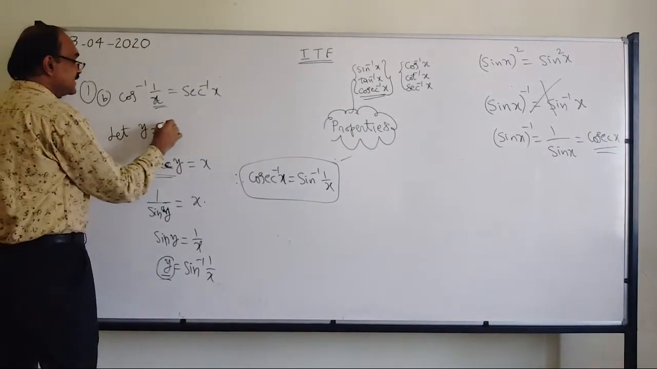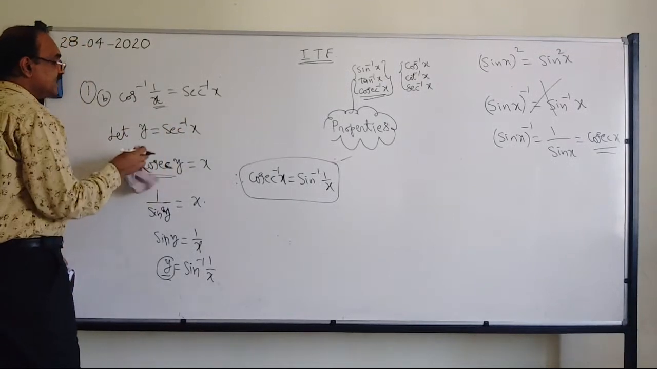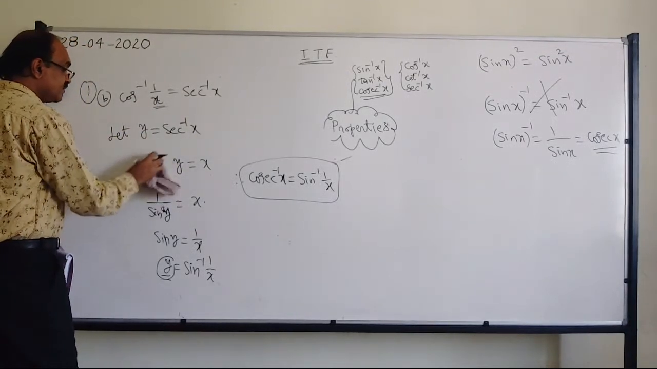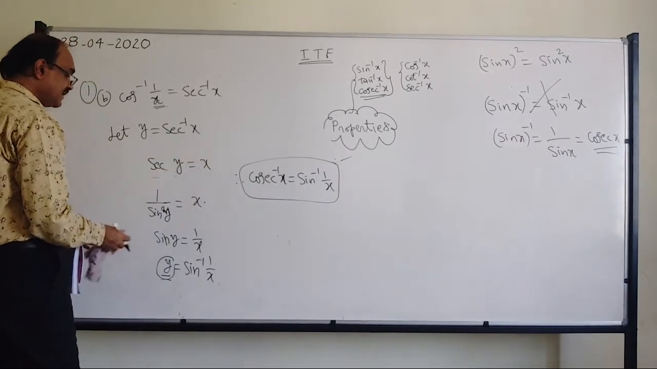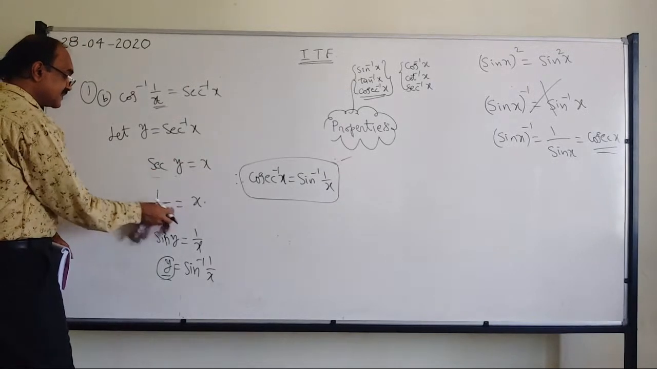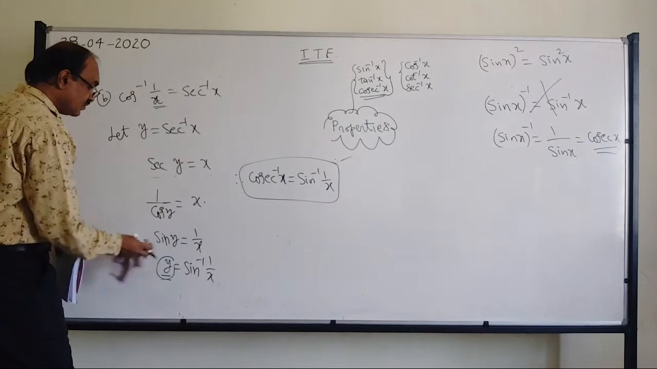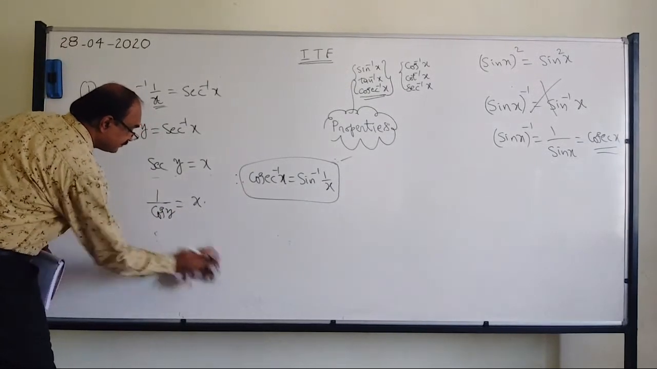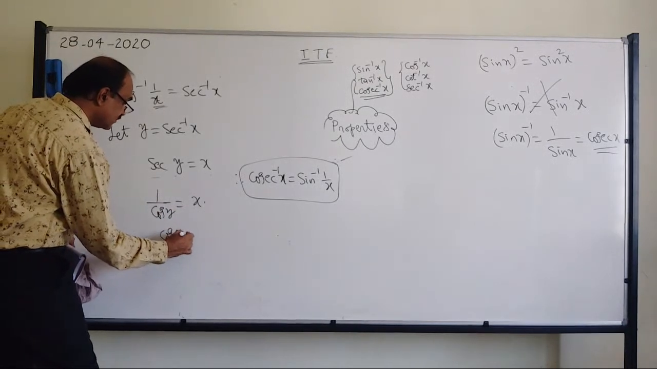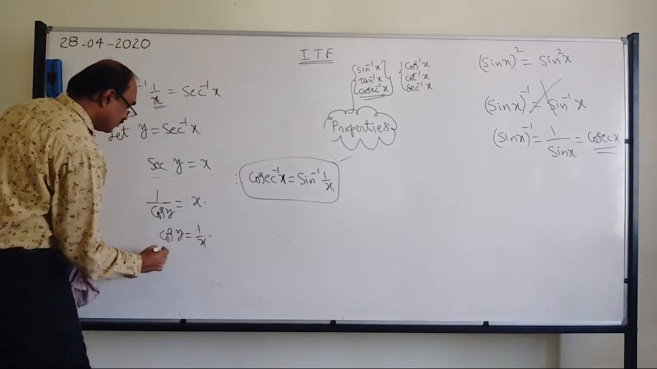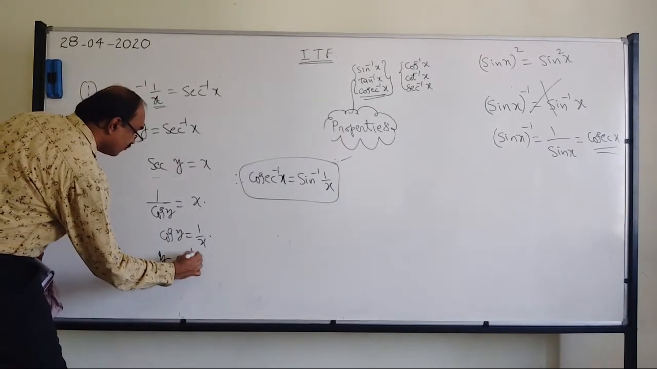Y equals secant inverse x. Now secant you bring it here, so it becomes secant y equals x. Now 1 by secant, secant is actually 1 by cos y. So cos y equals, you just change the position, cos y is equal to 1 by x. Now y is equal to cos inverse of 1 by x.